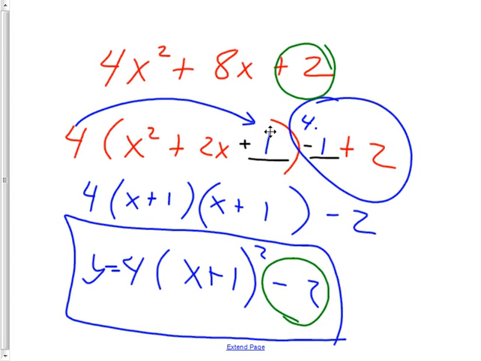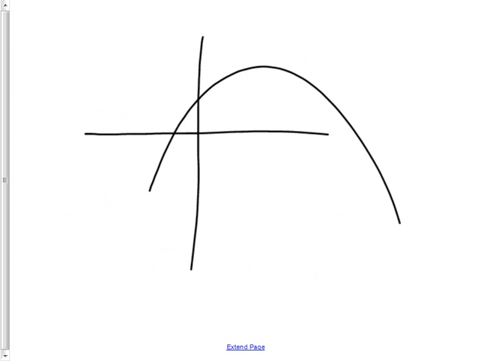Why are we even doing this? Because the vertex is so obvious now. It's negative 1 comma negative 2. And why is that important? Because so often in your problems in the real world, the vertex is the only thing you care about. Do you get that a parabola is made up of an infinite number of points, but only one of them can be the very top, or only one of them can be the very bottom.